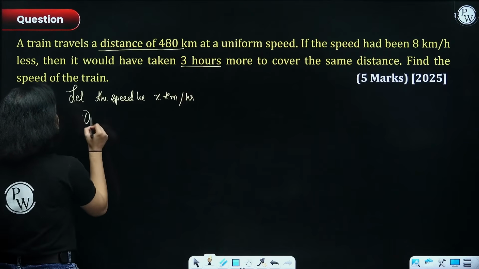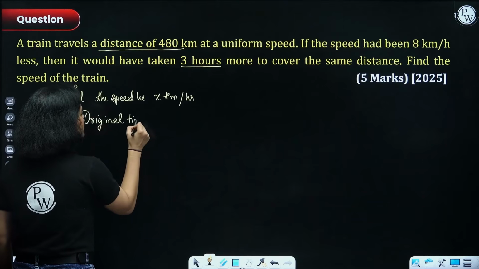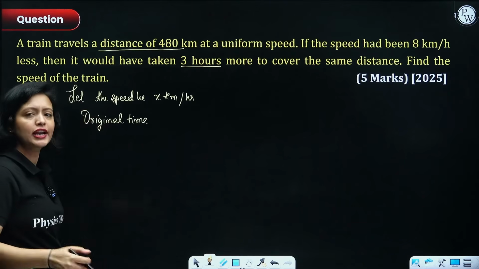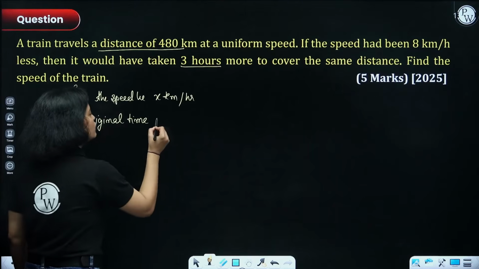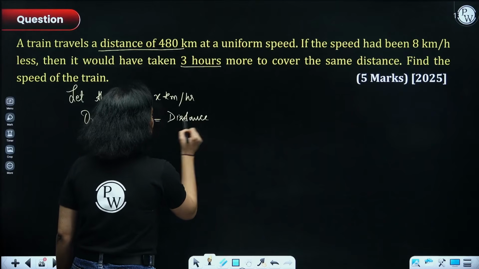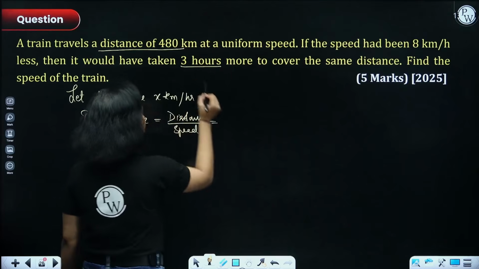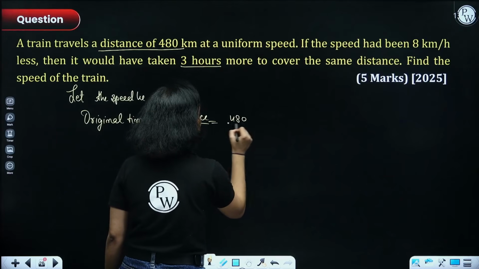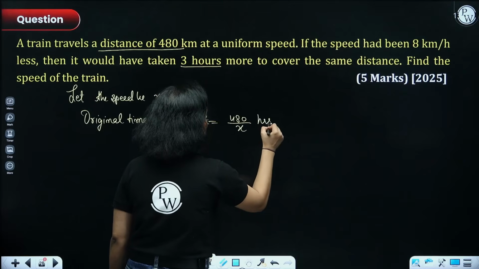Original time means, the time it would have originally taken the train to complete the journey of 480 kilometers. Okay? So original time would be distance over speed, right? This is the formula I'm using. So distance is fixed. It's 480 kilometer and we already took the speed as x. So this hours.